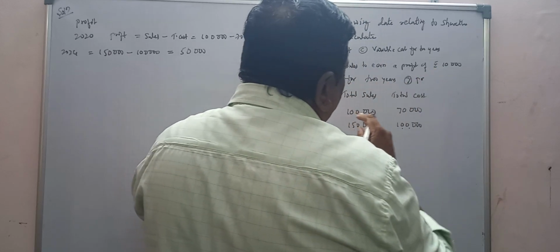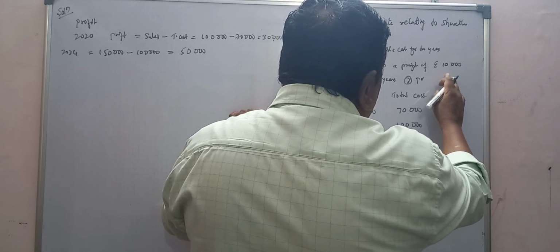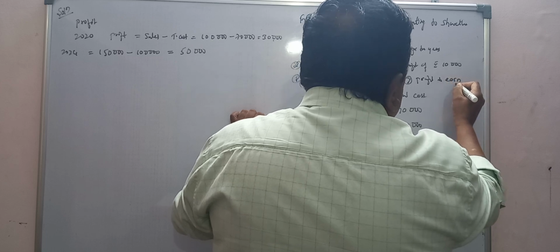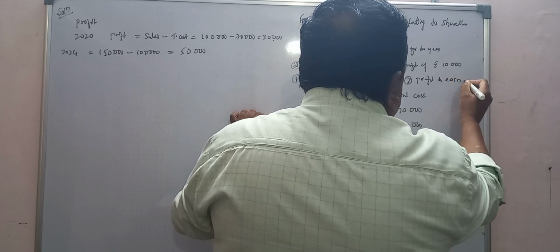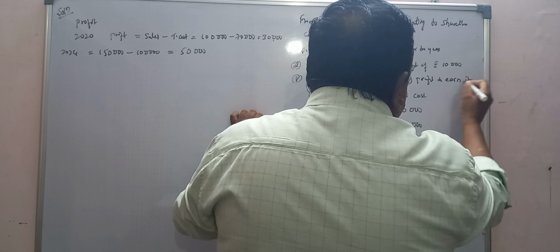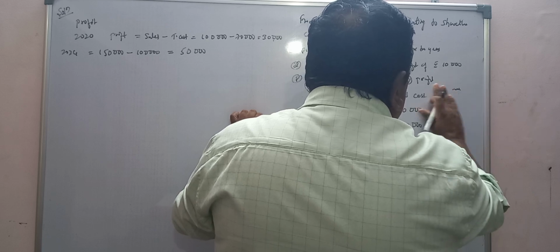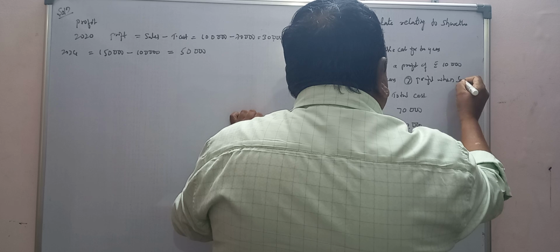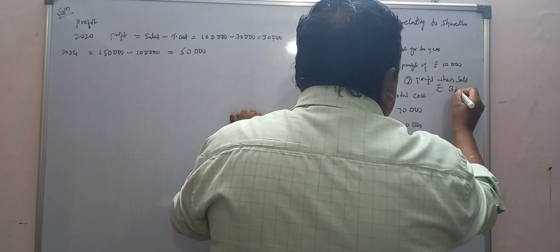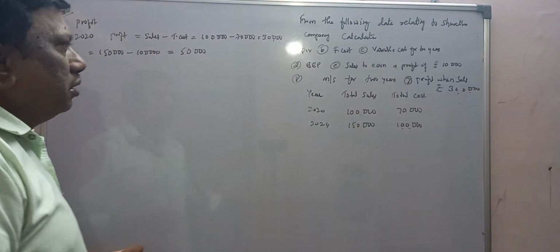Sales to earn a profit of rupees 10,000. Profit to earn if sales are... profit when sales rupees 3 lakh. Profit when sales rupees 3 lakh.